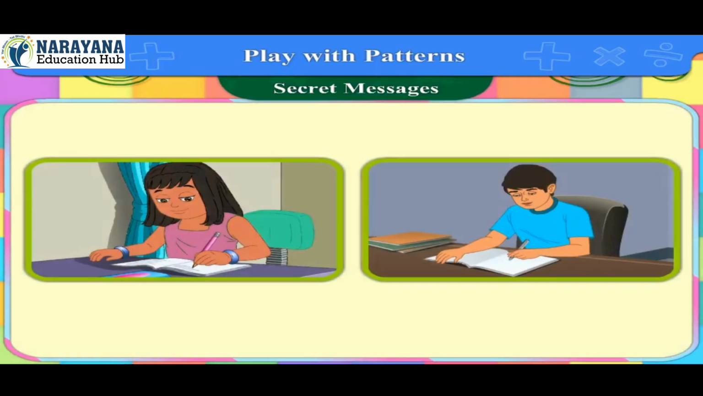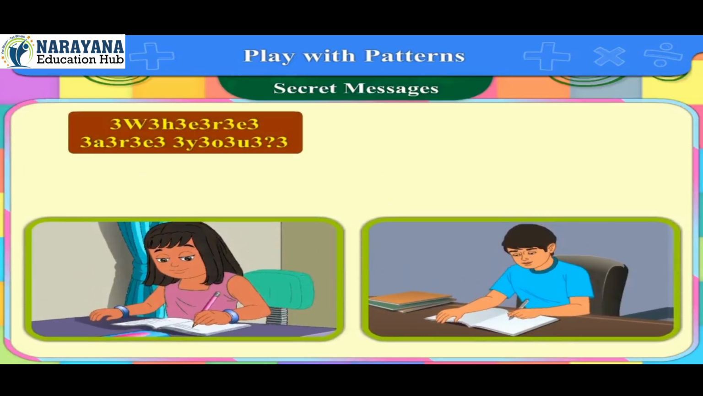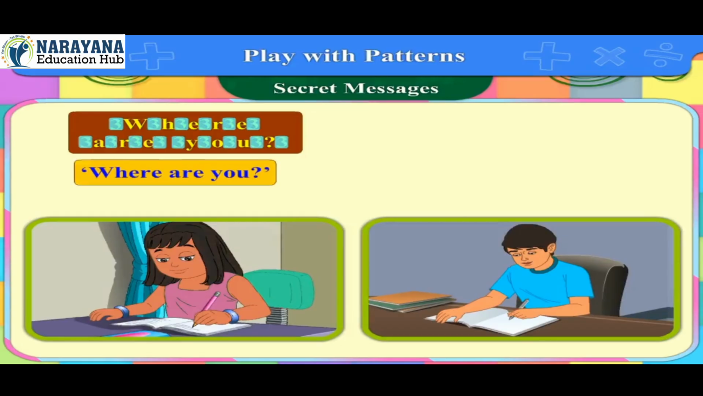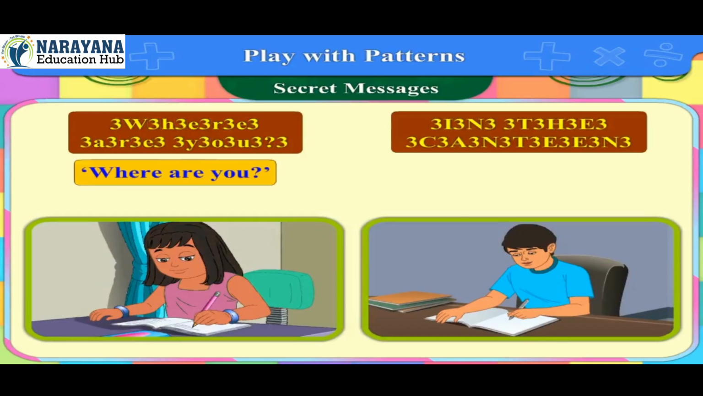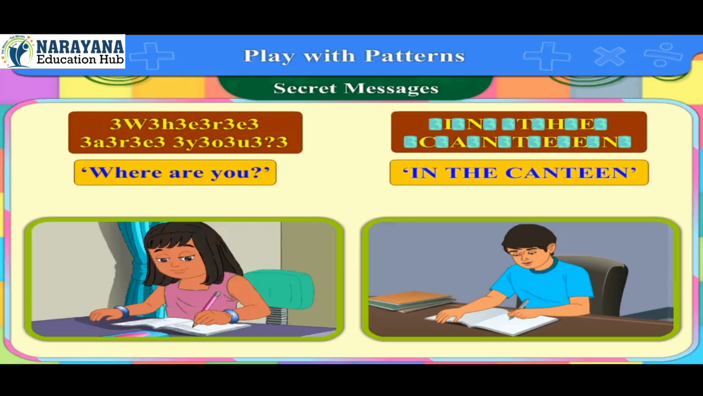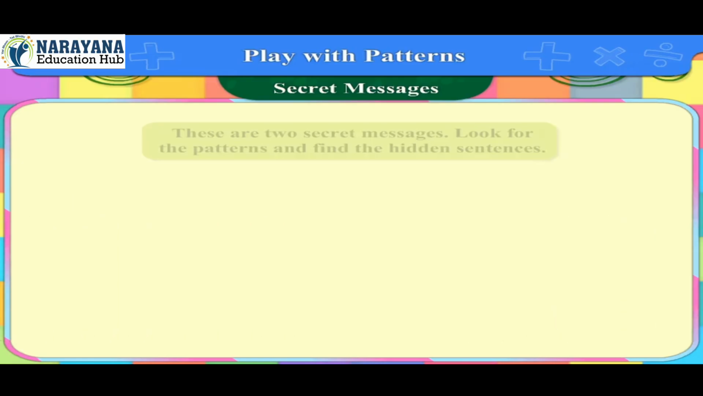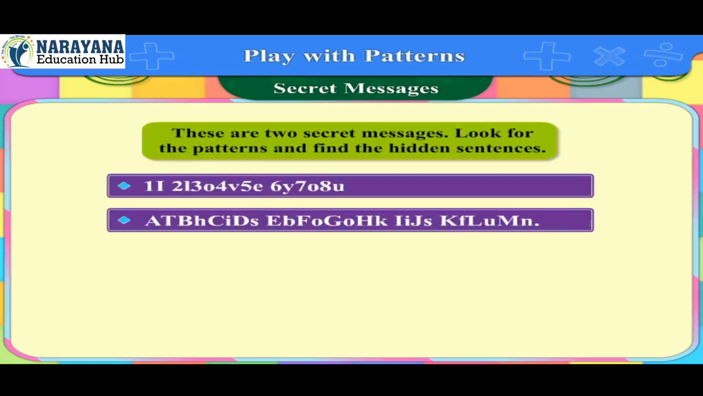Secret messages. Amrita and Paritosh are writing secret messages. Let's see. If we ignore 3 in the message written by Amrita and read it, we understand that she asked, "Where are you?" If we ignore 3 in the message written by Paritosh and read it, we understand that he says, "In the canteen." These are 2 secret messages.